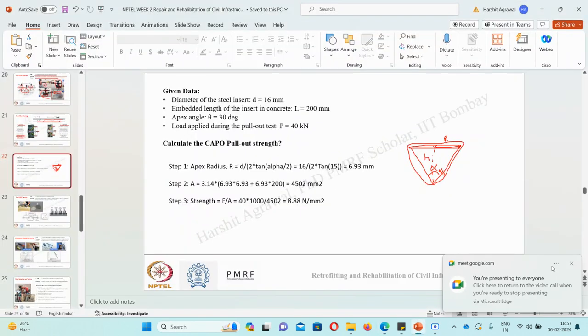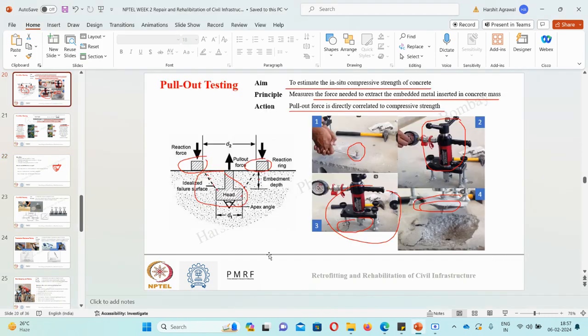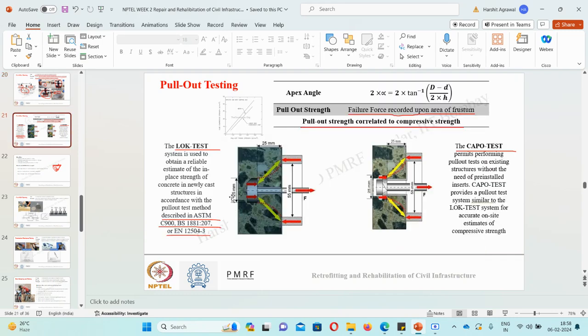Sir, will it always be in a conical shape, or can it be different? It will be in a conical shape because of these reaction rings that we have inserted. These rings are inserted to make sure that the failure is conical. So the design of the pull out machine is such that the failure will be conical only. Though it won't be a proper cone, we generally assume it as a conical failure. In the image also you can see, everywhere it is in the form of conical failure.